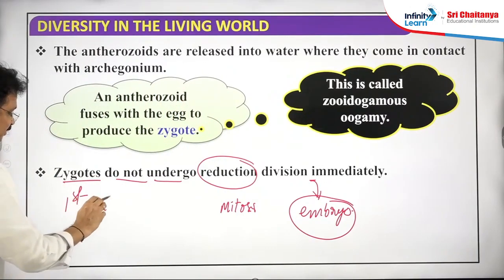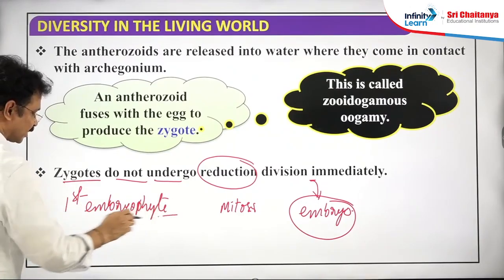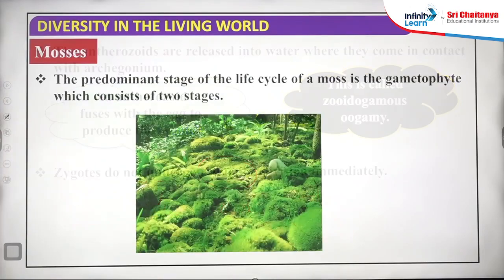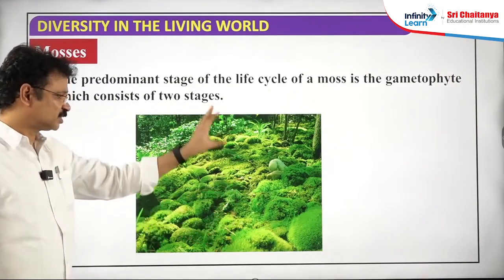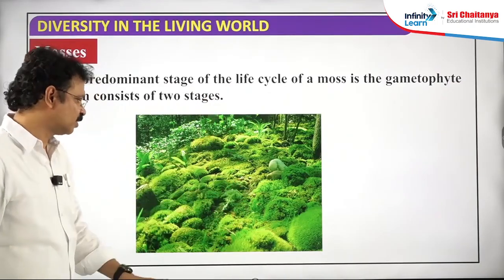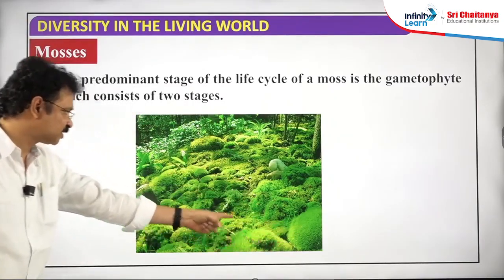First embryophytes in the entire plant kingdom are bryophytes. These are the moss plants, where moisture, shady locality, and cool, damp soil are available. That area has vigorous growth of bryophytes. All these are moss plants or bryophytes.